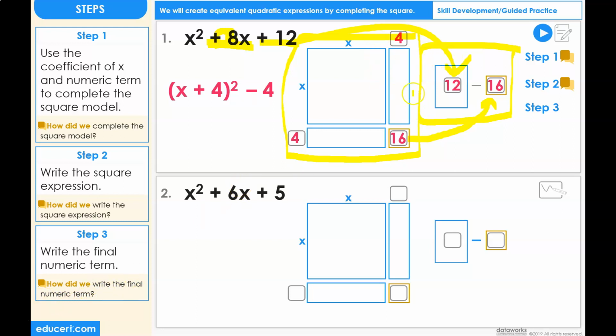To find the final numeric term, we take the numeric term from the expression and we subtract that missing part that we needed to complete our square. 16, 12 minus 16 equals negative 4. You are now ready to create an equivalent quadratic expression by completing the square in problem number 2 using our area model.